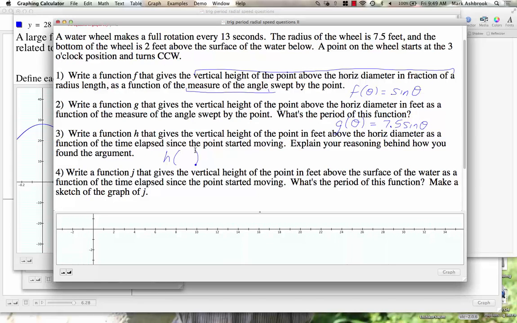H. What's the input into h? As a function of, now, time elapsed. What's the output? In feet. So do we have the 7.5 or not? So we got 7.5, and it's still vertical distance, so sine. Now we need to figure out what the radial speed is, right? It makes a full rotation every 13 seconds. So how many radians every 1 second, if it makes a full rotation every 13 seconds?